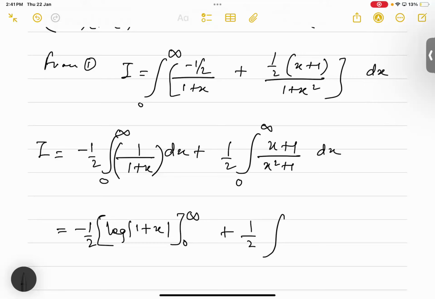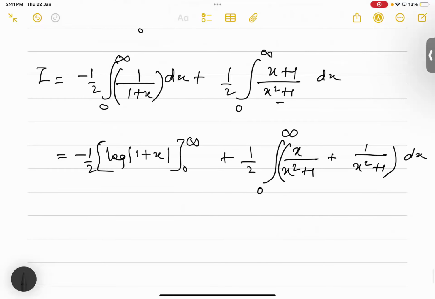X plus 1 upon x square plus 1. But then you are forgetting one hint. In linear upon quadratic, if there is no middle term in the denominator, we can split and solve. Is there a middle term in the denominator, an x term? We can split and solve. Then we can do linear upon what? Okay.